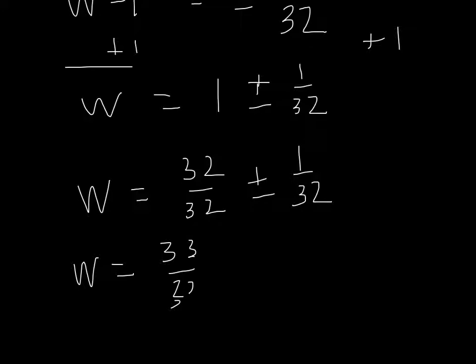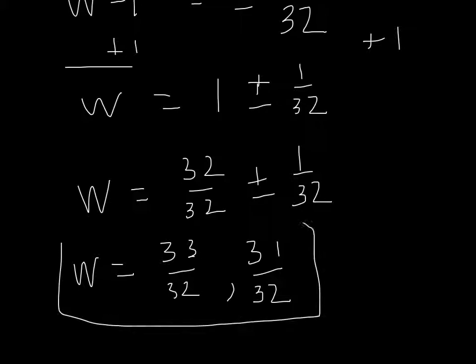Oops. Ooh, let's erase that. And then the other one is the 32 minus 1, which is 31 over 32. And it's sufficient to write your answer with a comma. It's clear to the reader that you have two solutions to this problem. Okay.